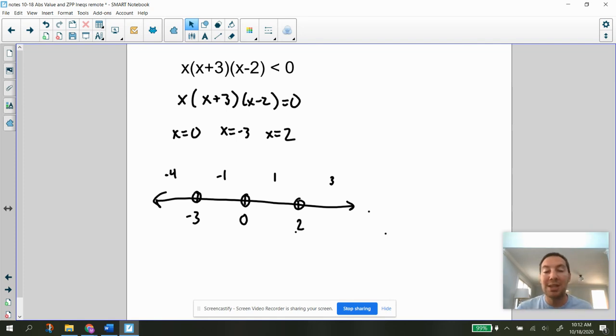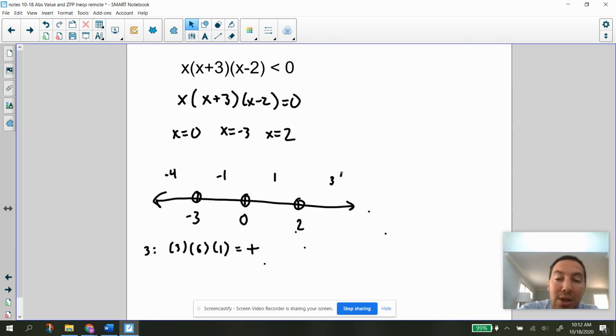And now I'm going to show you something that I do when it gets a little bit more complicated. I'm going to write down here 3, colon. And what would happen if I plugged in 3 to this original problem? Well, I know I would get 3 times 6 times 1. And I don't actually care that the answer is 18. All I care is that this gives me a positive number. And I know that a positive number will never be less than 0. So I know that 3 does not work.